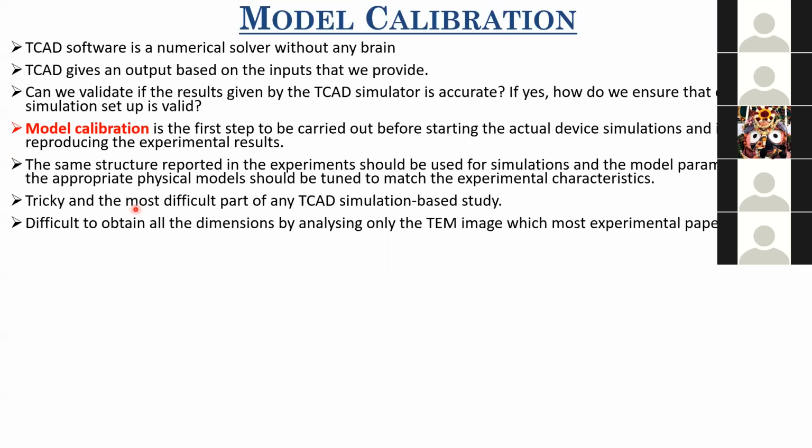Because what makes it so difficult? First, it's very difficult to obtain all the dimensions just by analyzing the TEM images of structures. Most of the experimental papers only provide TEM images or SEM images. From there they just mention in the corner one dimension, like 10 nanometers or 50 nanometers, or the scale basically. So it's very difficult to obtain the exact dimensions.